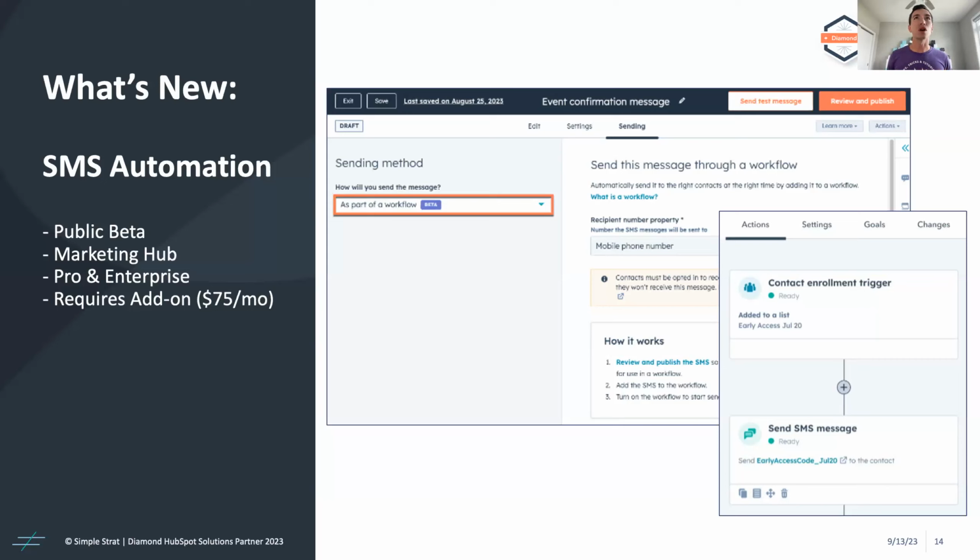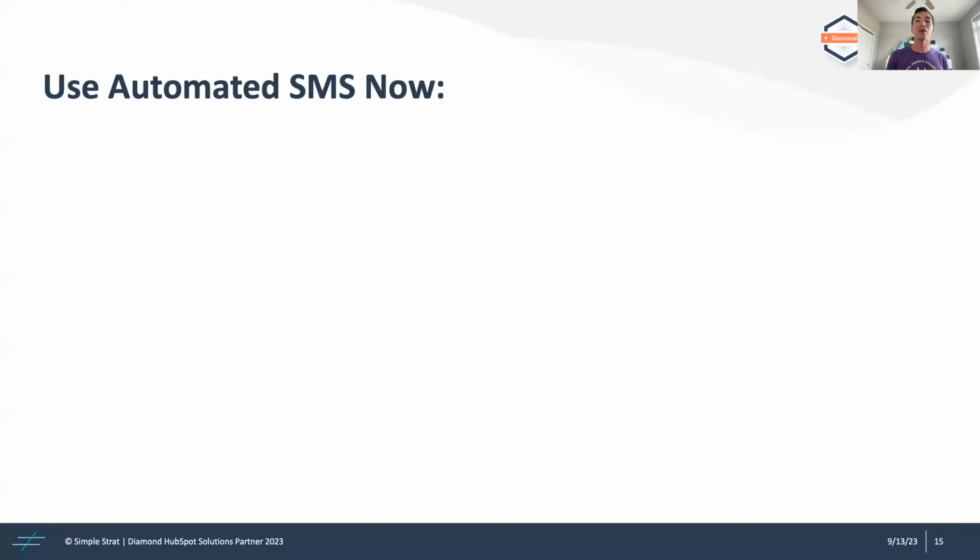Basically any workflow that you're going to do that's going to send a message, I recommend making sure you've got a step in that workflow that marks them as a marketing contact, just in case they missed a form or something like that would do that otherwise. So how do we use this? There's all kinds of use cases for automated SMS.